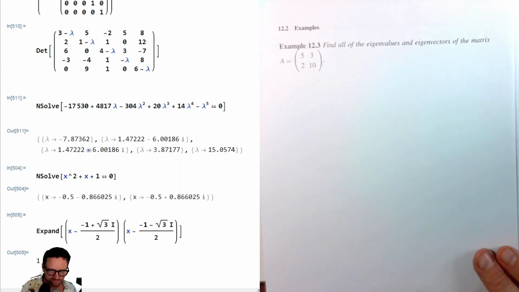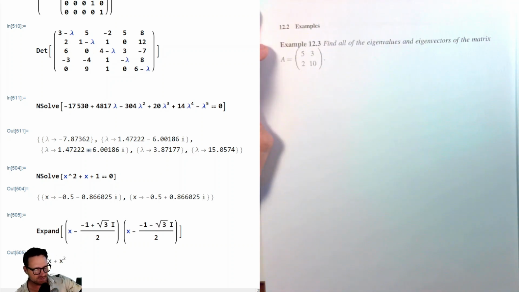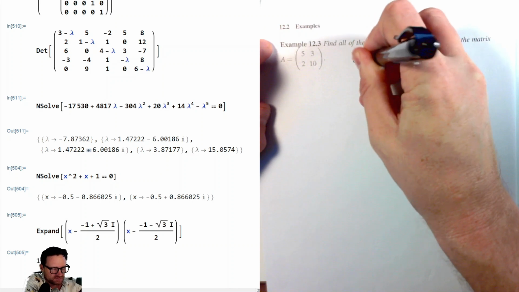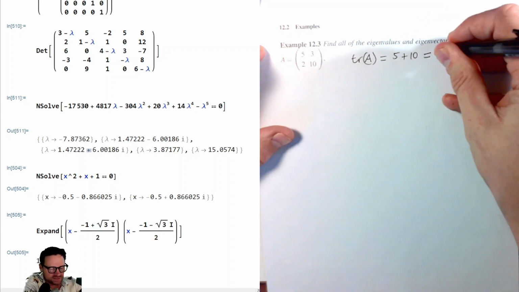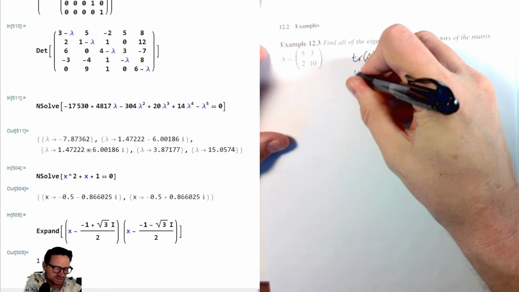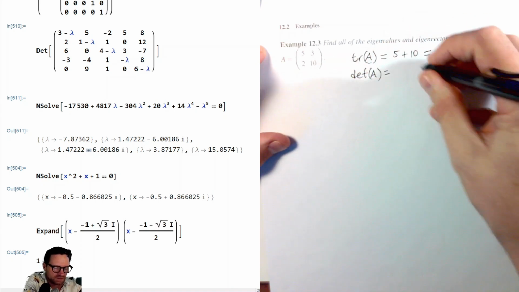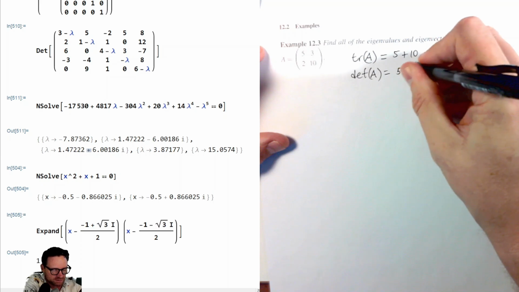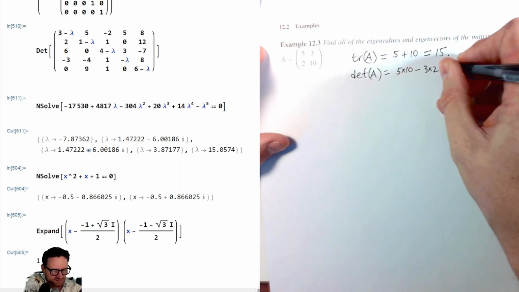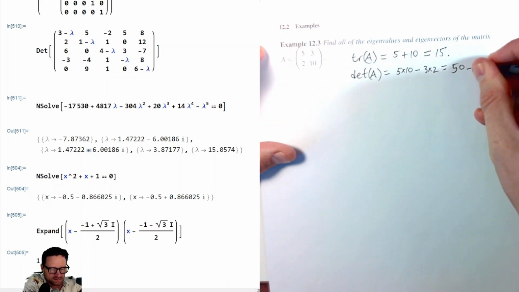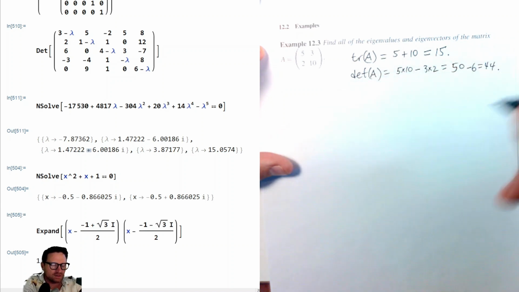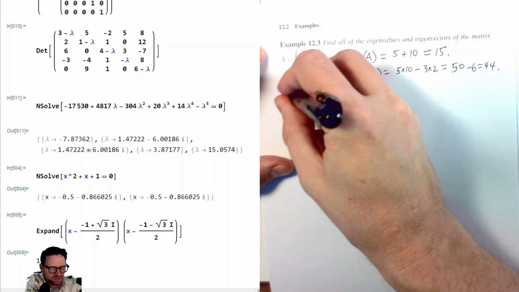All right, so let's see some examples. Find all of the eigenvalues and eigenvectors of the matrix 5, 3, 2, 10. So let's have a look at the trace of the matrix A. We have 5 plus 10. This is the sum of the diagonal entries. This is 15. And the determinant of A is 5 times 10 minus 3 times 2, which is 50 minus 6, which is 44.